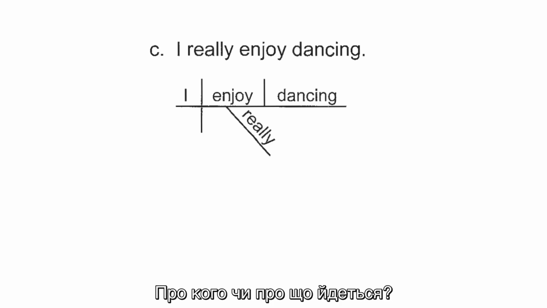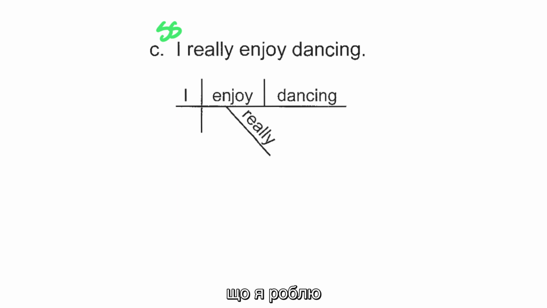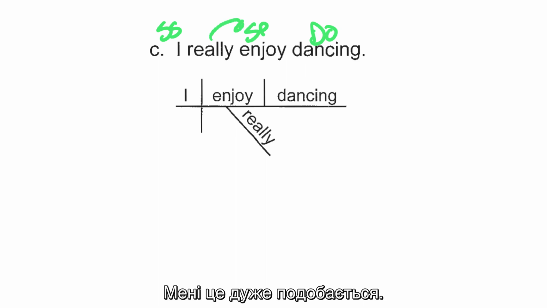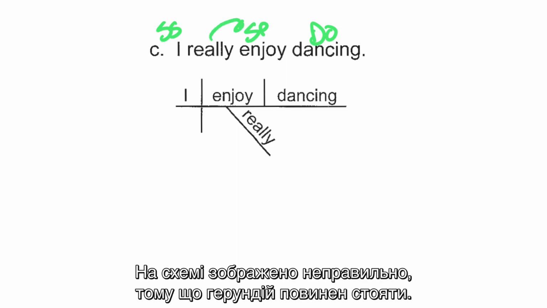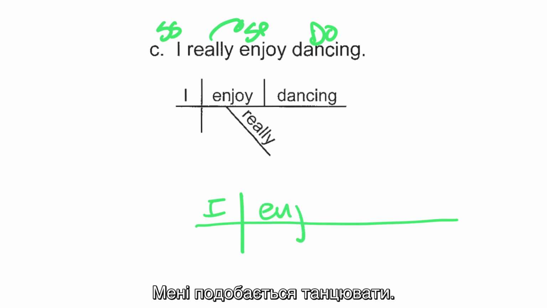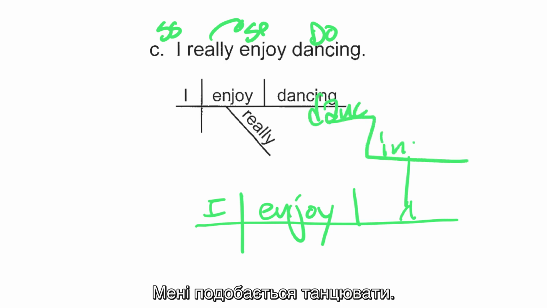I really enjoy dancing. Who or what is this about? It's about I. What is I doing? Enjoy. What do you enjoy? Dancing. How do you enjoy it? I really enjoy it. It's diagrammed incorrectly because a gerund needs to go on a stand. I enjoy dancing. Really enjoy.